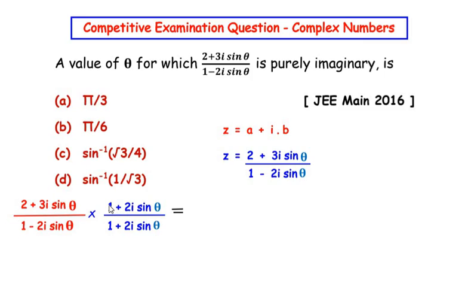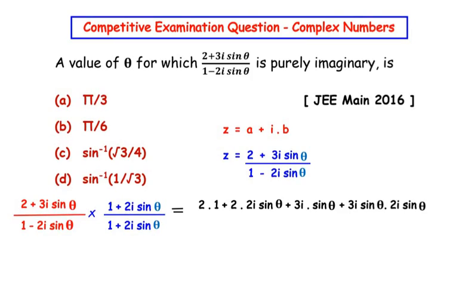Here the real number stays the same, as we can see 1 stays 1, but negative 2i sin theta changes its sign to positive 2i sin theta. The same thing we put in the denominator, that is 1 + 2i sin theta. This is called rationalization of the given term by its conjugate. Now let us begin by multiplying the numerators. Here we are going to use the FOIL method: 2 multiplied with 1 gives us 2 times 1, plus 2 multiplied with 2i sin theta, plus 3i sin theta multiplied with 1, which gives us the third term 3i sin theta, and the last term is 3i sin theta multiplied with 2i sin theta.